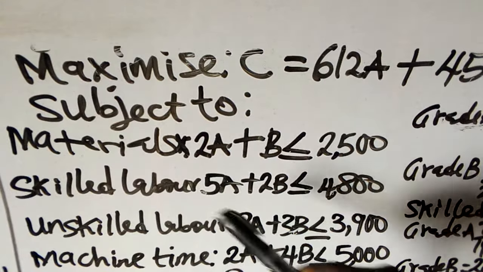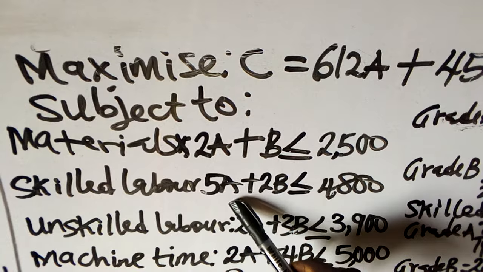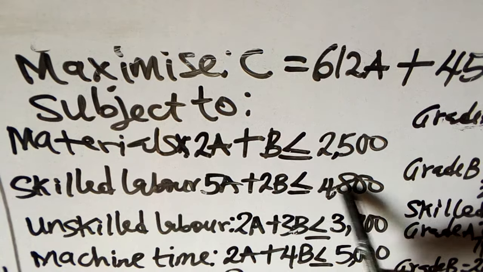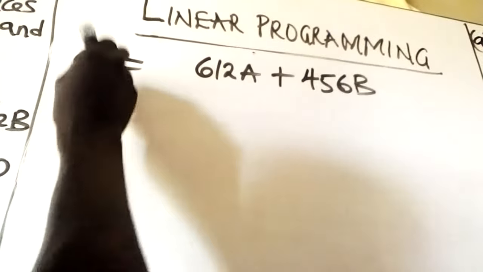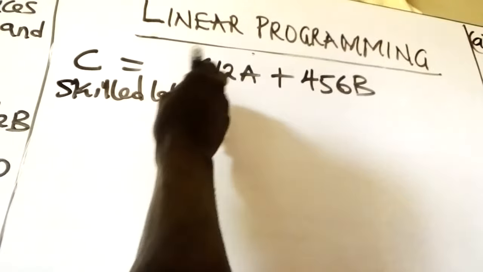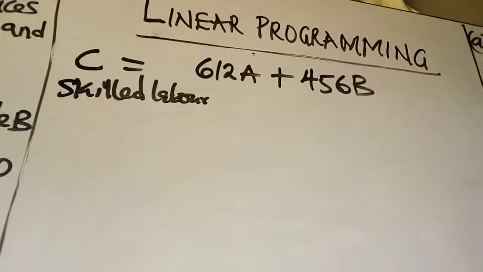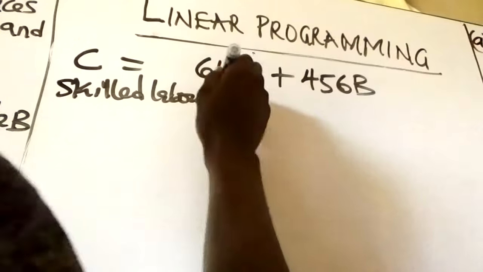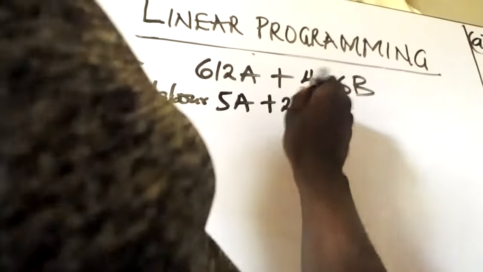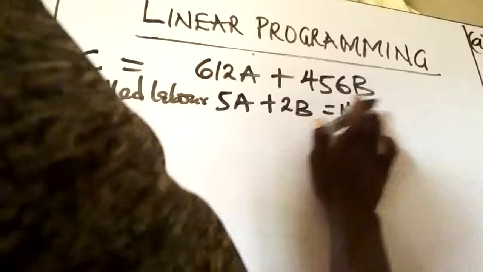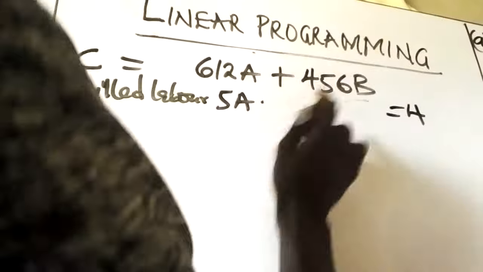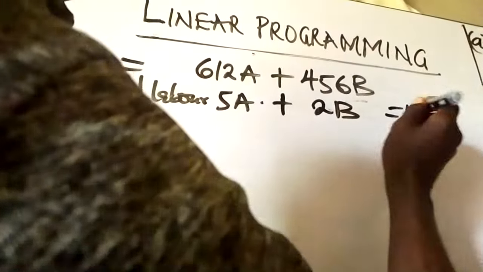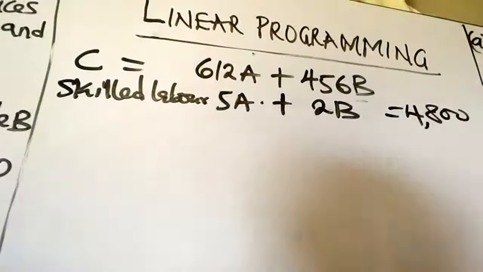For skilled labor, we have 5A plus 2B equal to 4,800. So the binding constraint for skilled labor is 5A plus 2B equals 4,800.